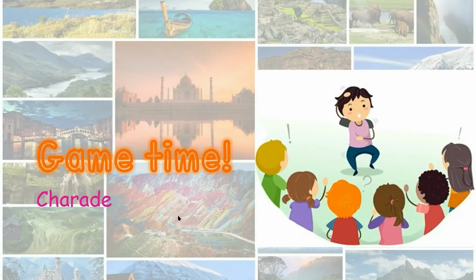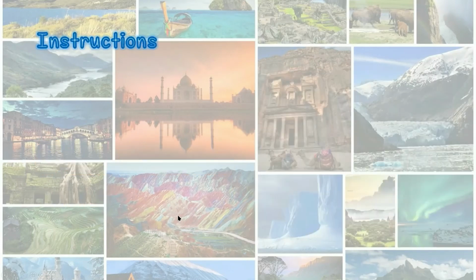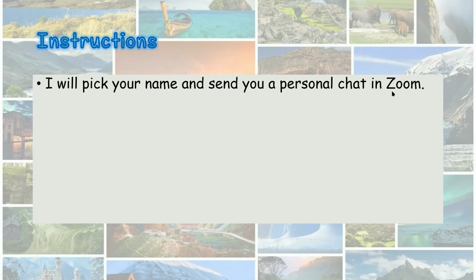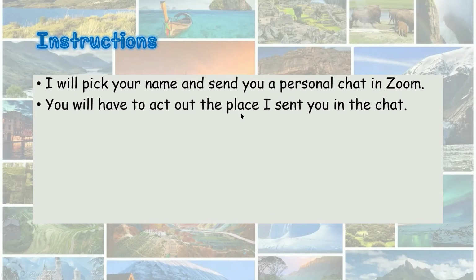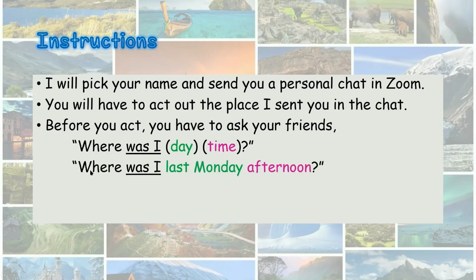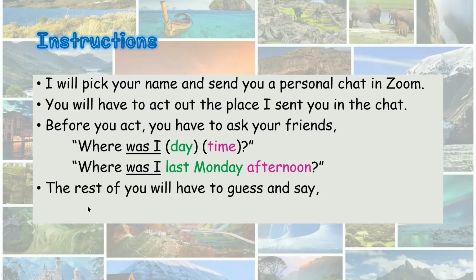Before we end our lesson, let's play a game of charade. Let me briefly explain how it is played. I will pick your name and send you a personal chat in Zoom. You will have to act out the place I sent you in the chat. Before you act it out, you have to ask your friends, where was I the day and the time? For example, where was I last Monday afternoon? Then you act out the place. The rest of your friends will have to guess and say, you were at the place. We will be playing this in Zoom, so I will not show it to you here. If you want to play this game, don't miss your Zoom class.